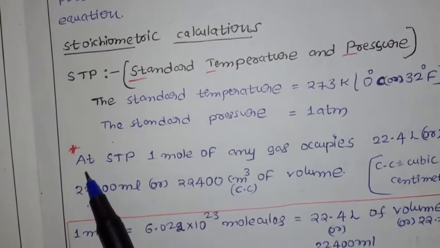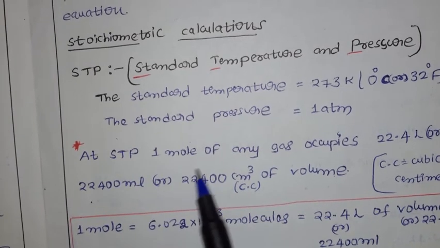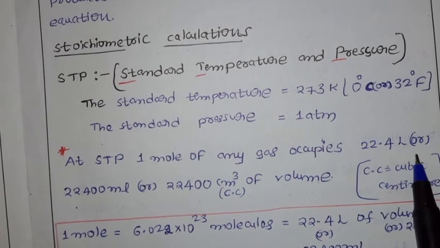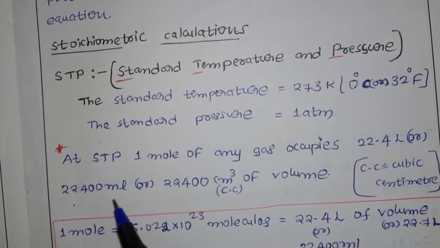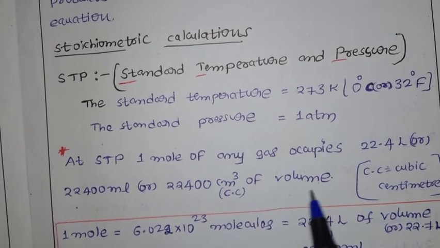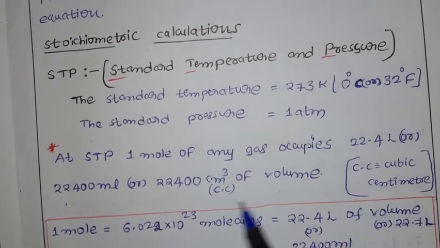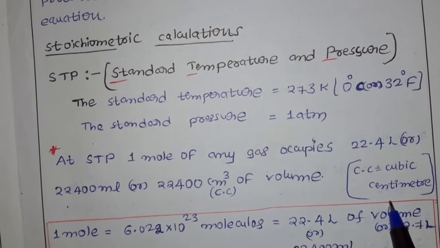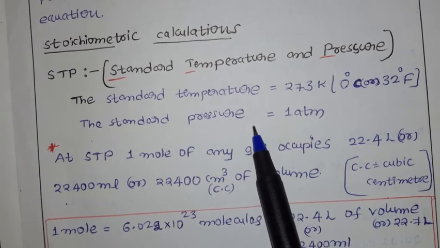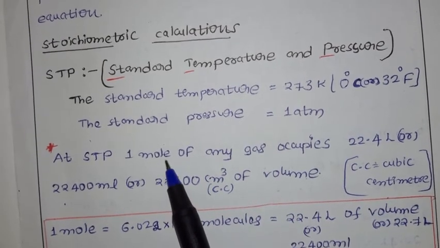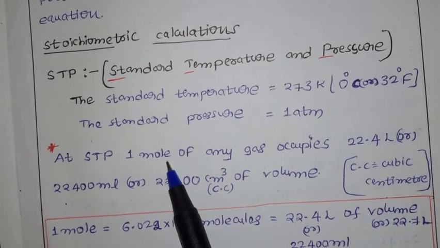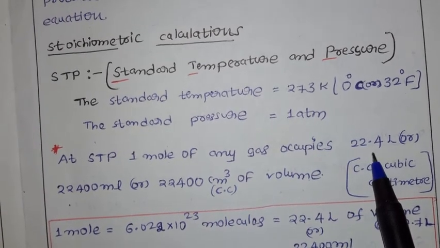Now here one important point: at STP, 1 mole of any gas occupies 22.4 liters, or 22,400 ml, or 22,400 cubic centimeters of volume. Very important. Here cc means what? Cubic centimeter. So at STP conditions, at this temperature and pressure, I am talking about 1 mole of any gas. Okay, any gas you take, it is going to occupy how much volume?